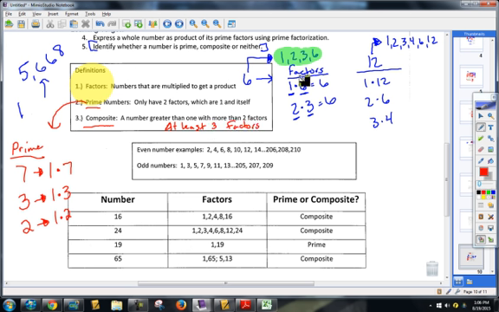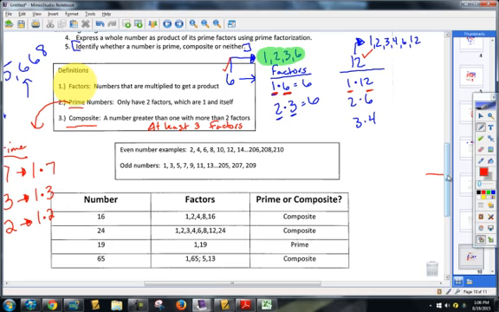So the numbers I gave you here, like 6 and 12, those are composite numbers, because not only do they have the 1 and itself, they also have at least one more factor other than 1 and itself. Okay? So composite numbers, I'll go down to this little chart here.